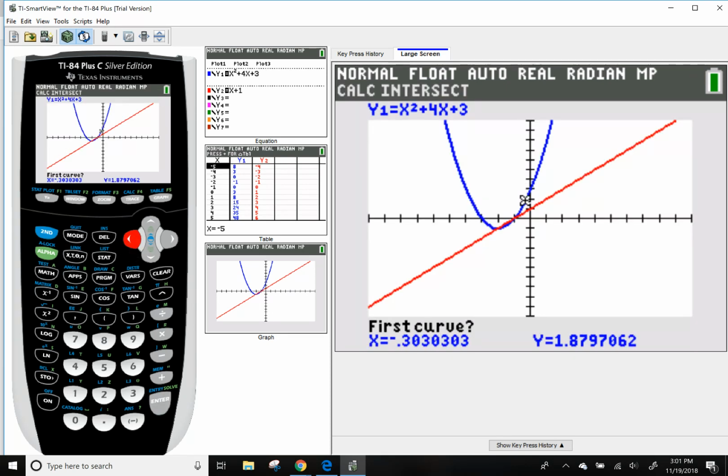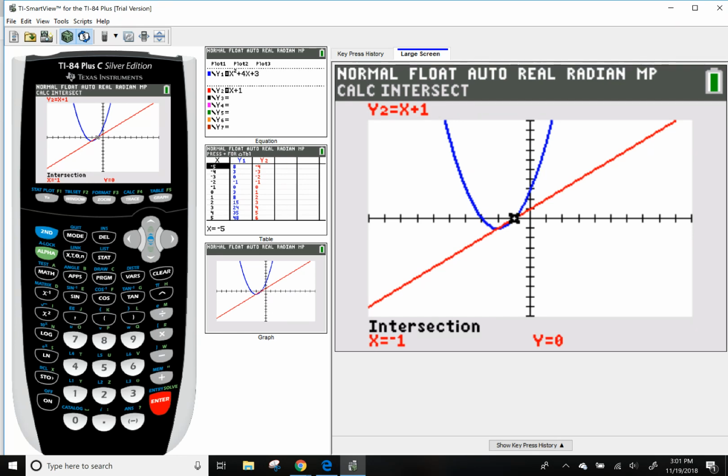So you move your cursor over to the point where you think they're crossing, right about there. Hit enter again, because they're both basically at the same exact spot, and then hit enter one more time. So it's like 3 times hitting enter. You can see it guesses the intersection is -1, 0. It says so on the bottom of your screen.